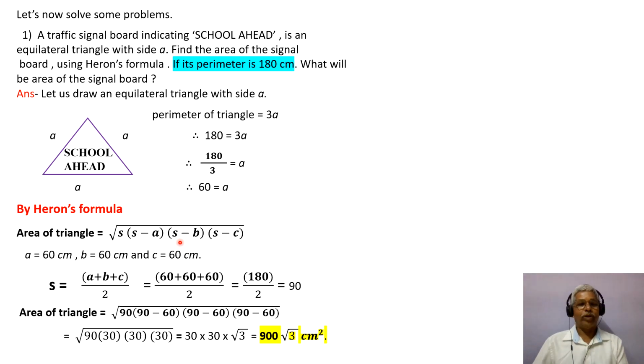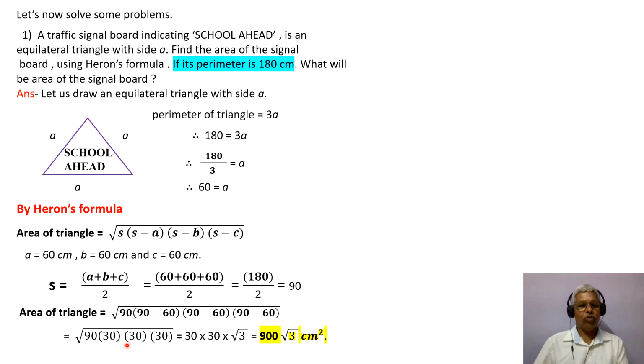Okay. As A is 60 centimeters, B is 60 centimeters, and C is also 60 centimeters. So we calculate S, which is (A plus B plus C) upon 2, which equals (60 plus 60 plus 60) upon 2, or 180 upon 2, which is 90. Okay, so we got S. Now substitute. Area of triangle equals root of 90 into (90 minus 60) into (90 minus 60) into (90 minus 60). That is 90 into 30 into 30 into 30.